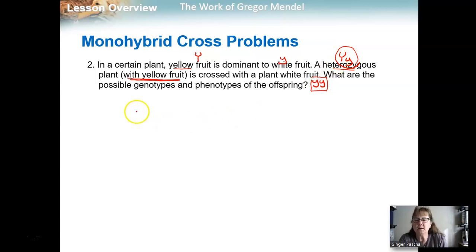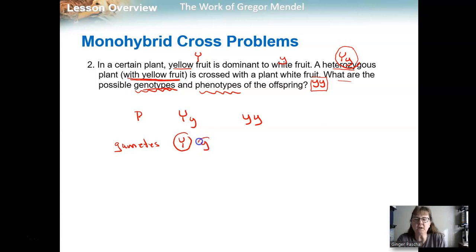So let's take our parental generation. We have our capital Y, lowercase y, and we have our lowercase y. And it says, what are the possible genotypes? So we want genotypes and phenotypes of the offspring. So again, our gametes we need to produce. Here we've got a capital Y and a lowercase y, and over here, we only have a lowercase y.